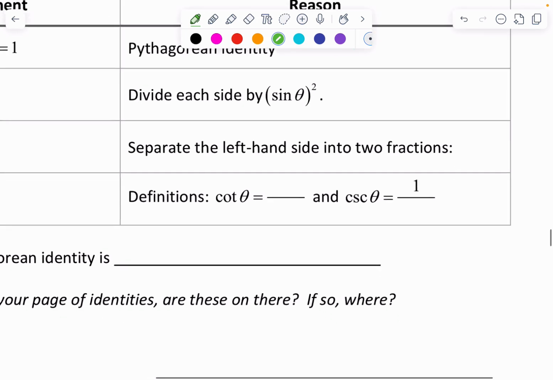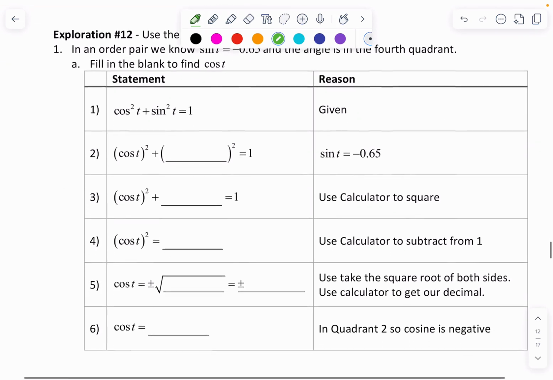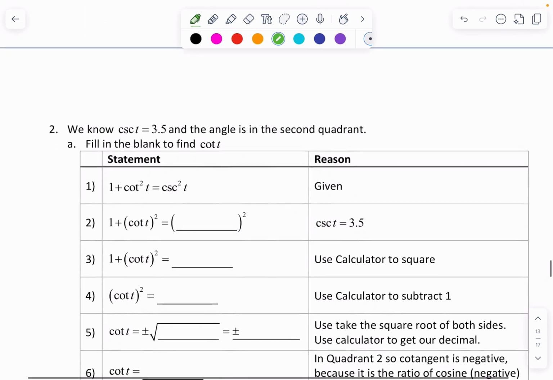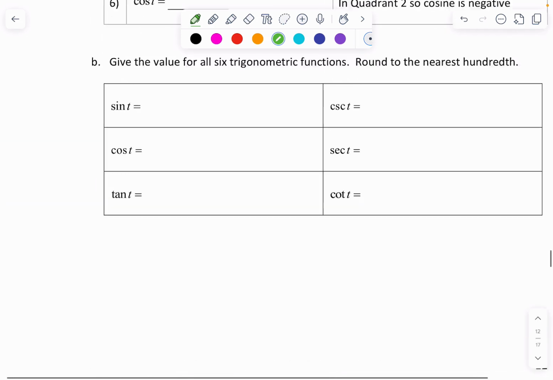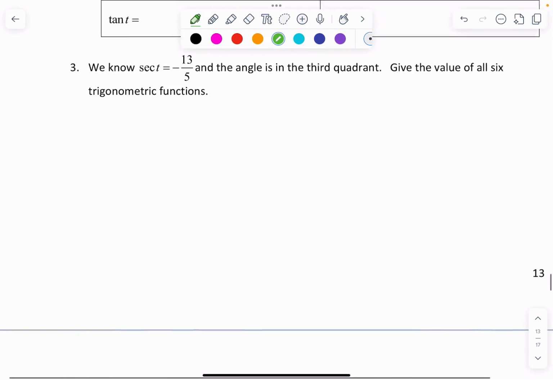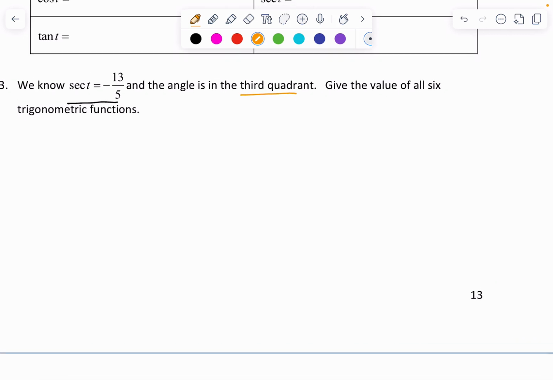All right, now that you're back, we're going to go over how to use them. If you'd like, you can hit pause and do number 1 and number 2, or you can watch me do number 3 and then come back and do those. I've kind of coached you along in 1 and 2. I'm going to go ahead and do number 3 where there is no coaching. So it's given you secant. It's told you the quadrant. So secant is this, and it's in quadrant 3. It asked me to give the value of all 6 trigonometric functions.